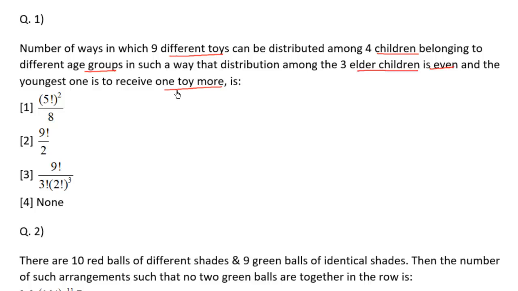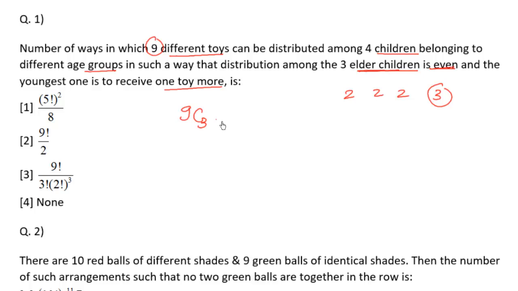The younger one is getting one more toy. Clearly, the sum of the toys which all these 4 people will be getting is 9, right? The elder children are getting even. The only way wherein this can happen is that each elder child should get 2 toys and the younger one should be getting 3 toys. Correct? So what we should be doing here is that let us select the 3 toys which the younger one is getting. This can be done in 9C3 ways, right?